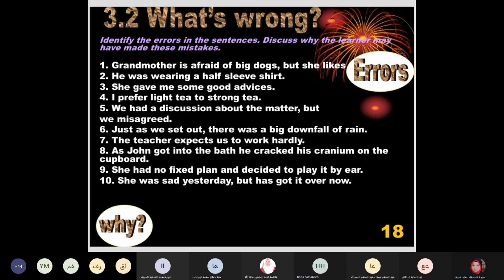Miss Sameh, can I say I prefer weak tea? Excellent. This is what the native speakers use. This is the right word. Yes, I prefer weak tea to strong tea. While light tea is translated from the Arabic, shay khafif. This is mainly Arabic.